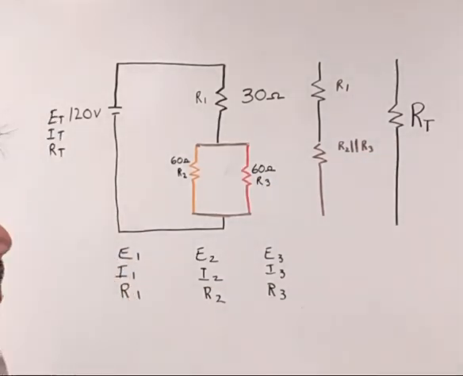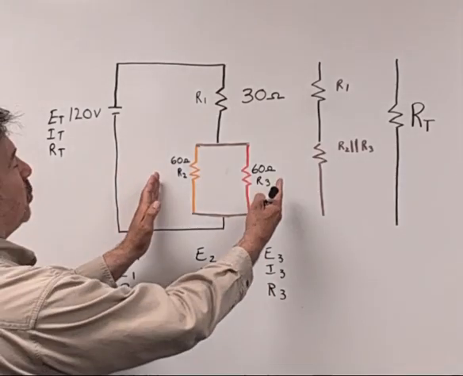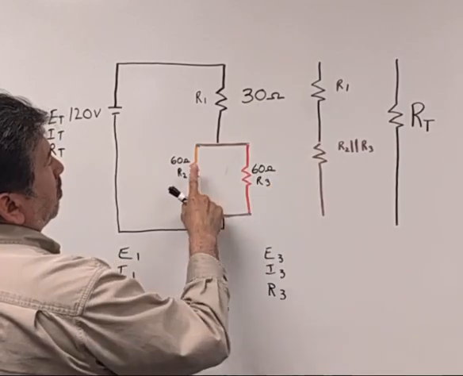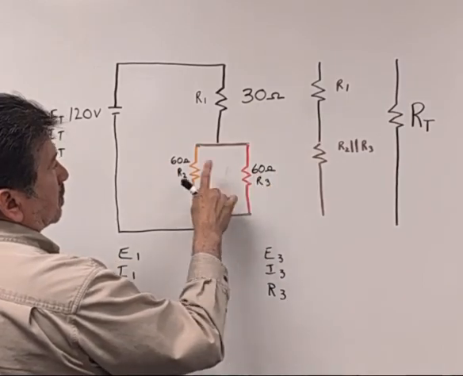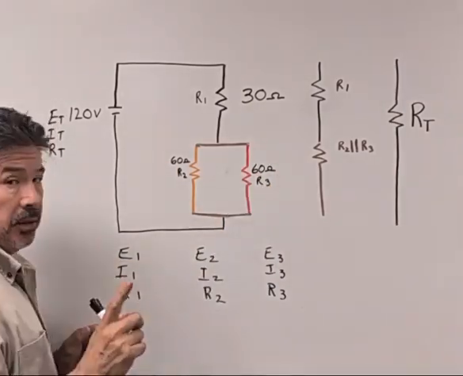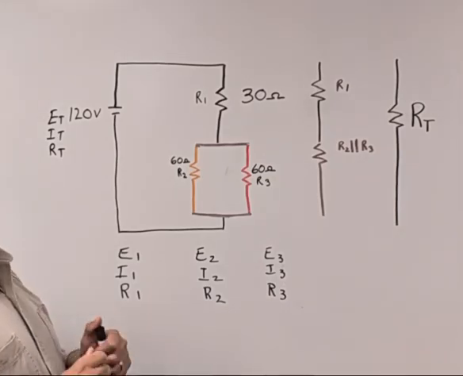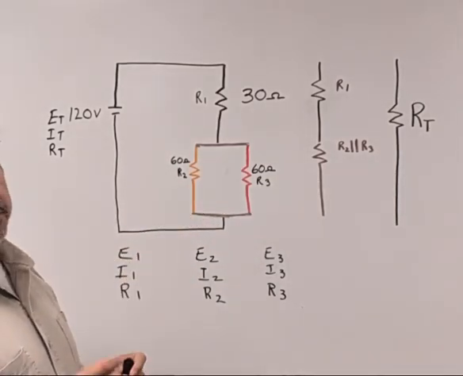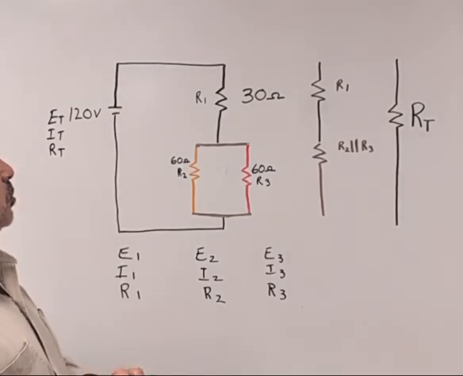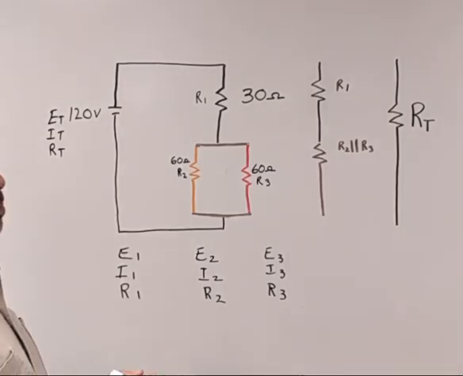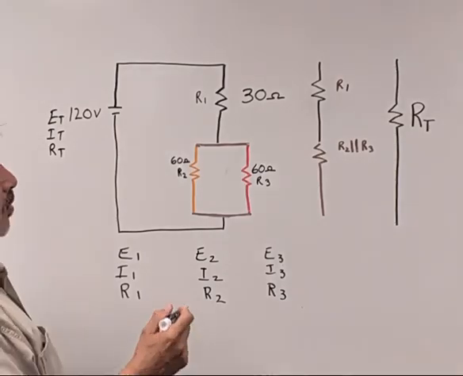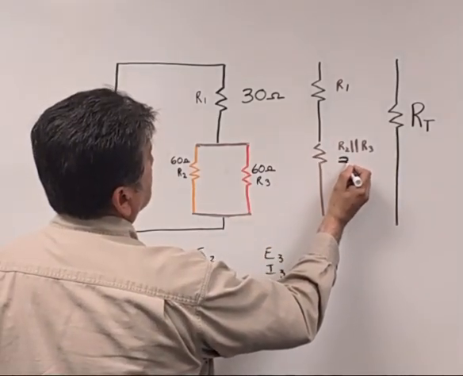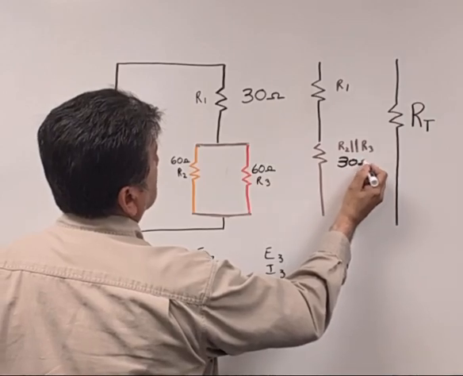So if I had these two into one single value, because they are equal, right? Special case, equal resistors in parallel, I can just take the value divided by how many I have. So 60 divided by 2 is 30. The equivalent resistance of these two resistors is 30 ohms.